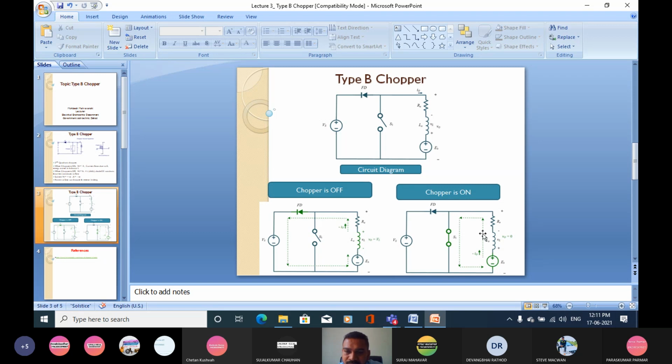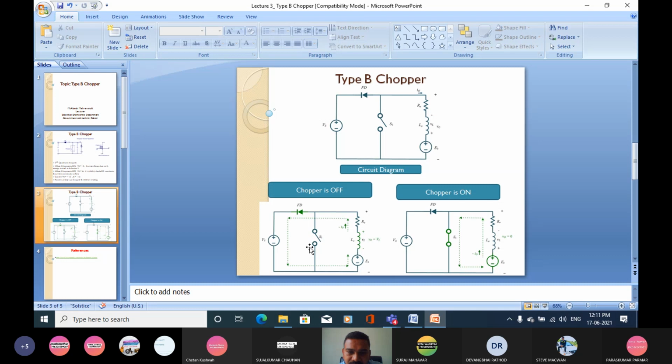Now this situation is for when chopper is on. So when we are making the chopper on, at that time this current will flow through this path, and at the same time energy is stored in this inductor. Because when current flows through this inductor, the energy is stored in this inductor. Understood this kind of situation when chopper is on.